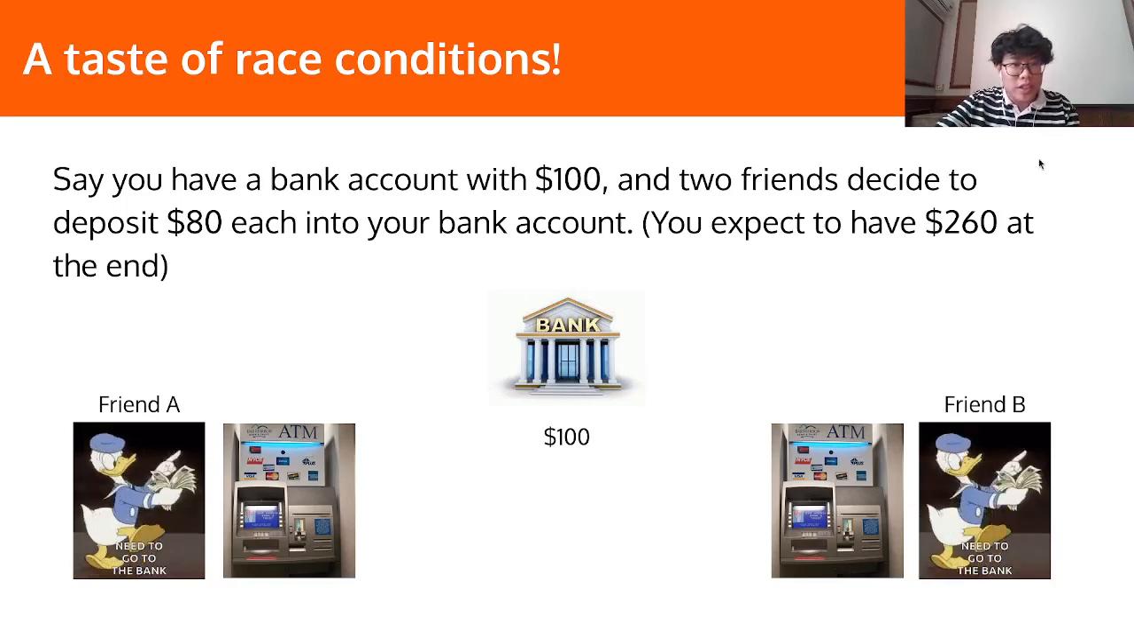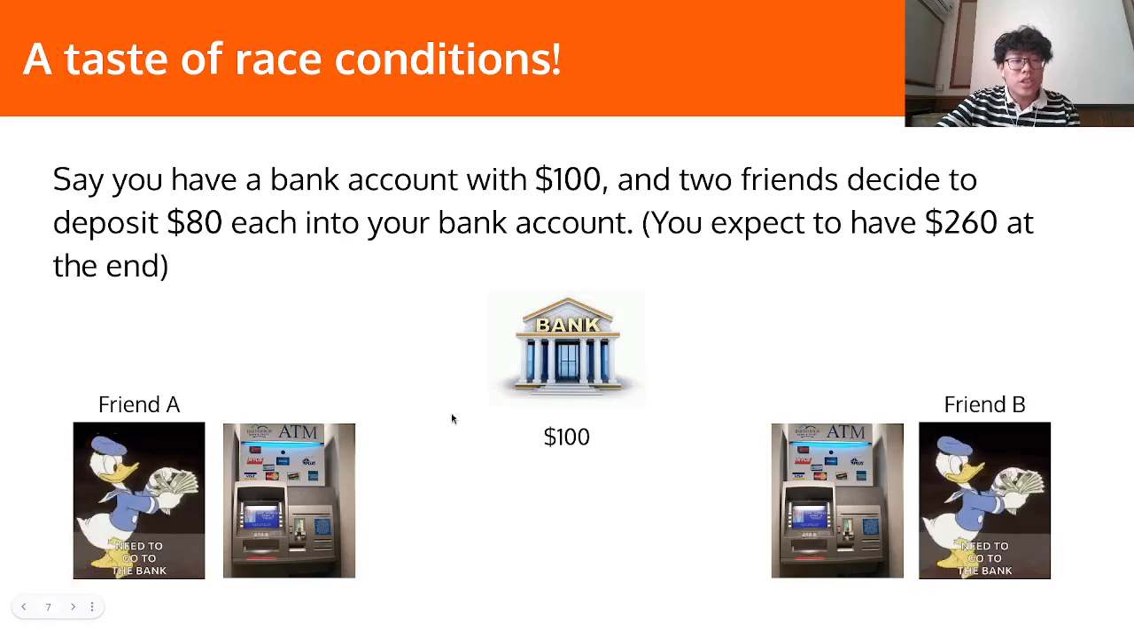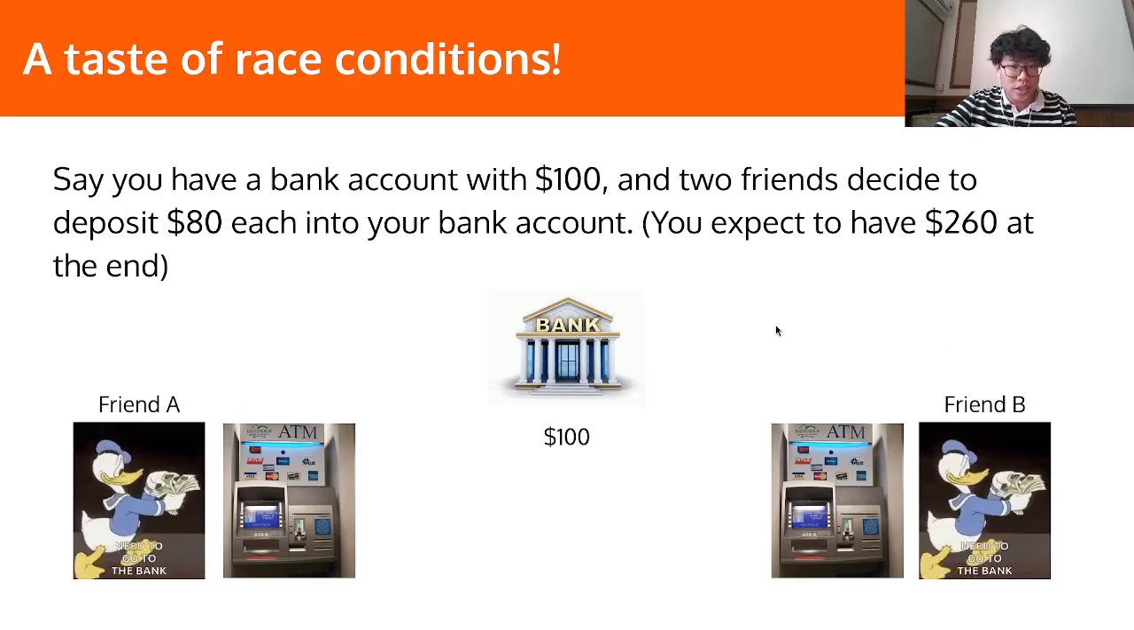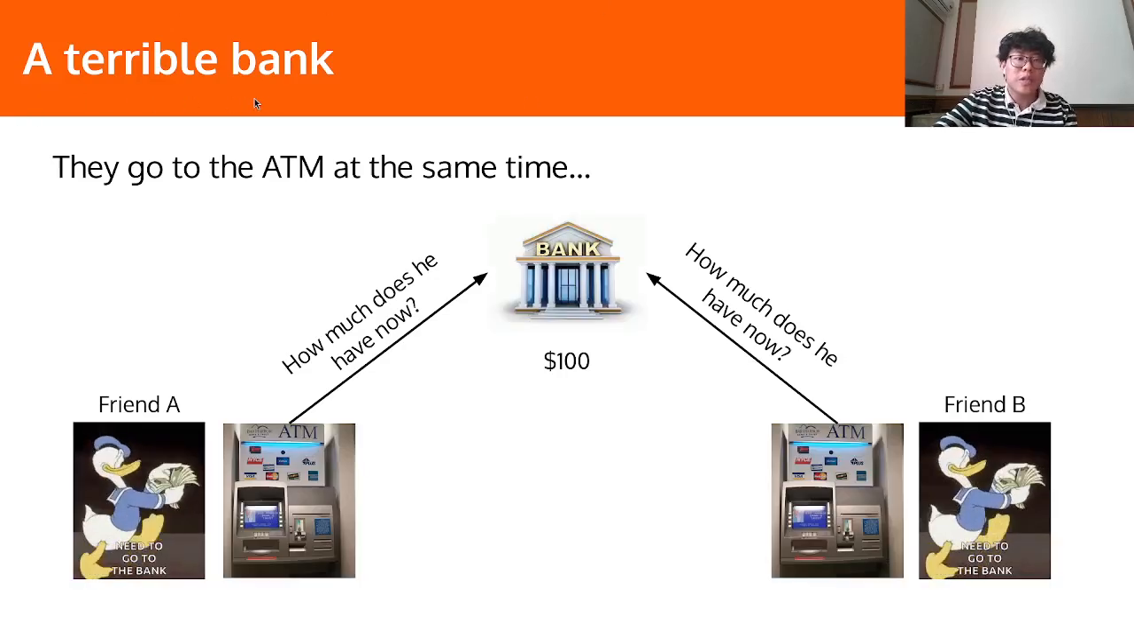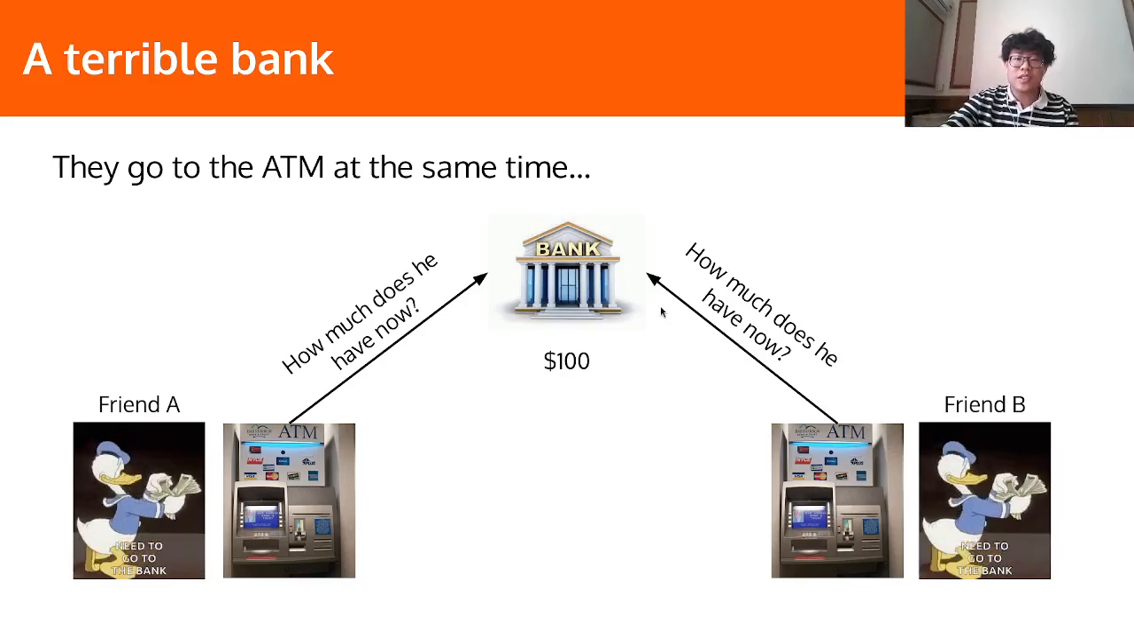Right, so here we have an example. Say you have a bank account with $100, right? And you have two friends, friend A and friend B, who each want to give you $80, right? So you expect that at the end of everything, you'll have 100 plus 80 plus 80, which is $260, right? So suppose now that your bank account is with a terrible bank. This bank has really bad programmers, they don't know how concurrency works. So this is their dumb implementation of a bank.